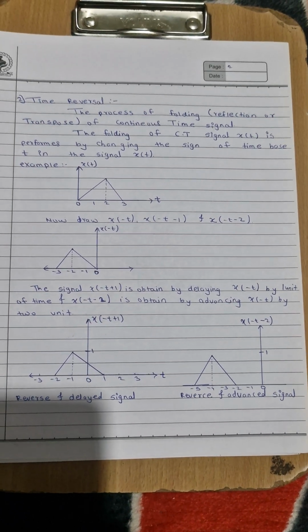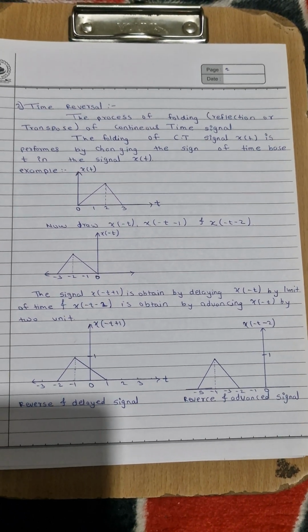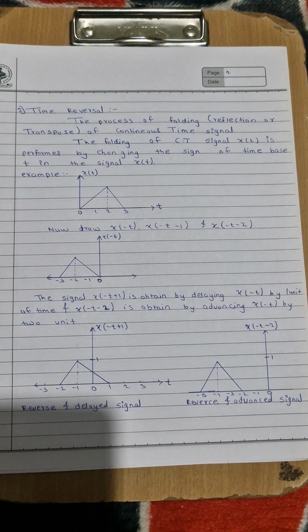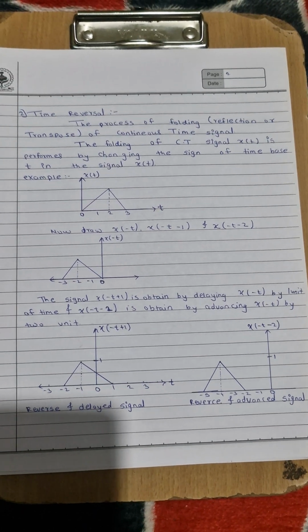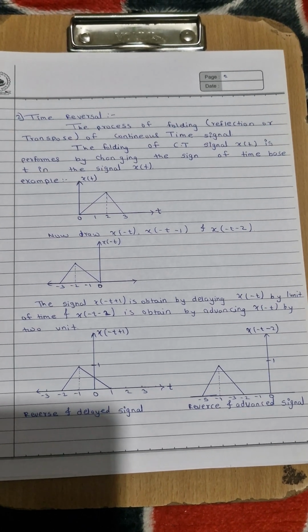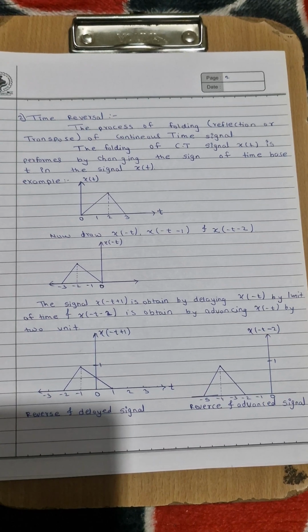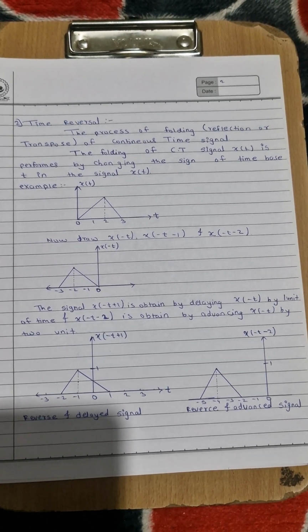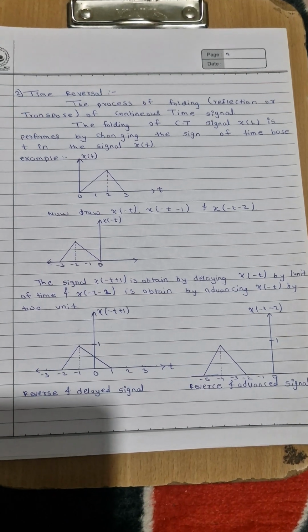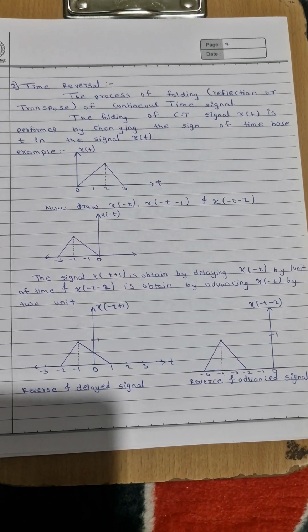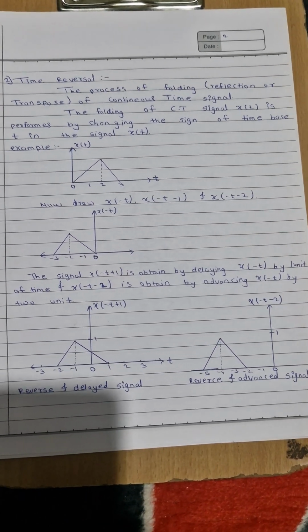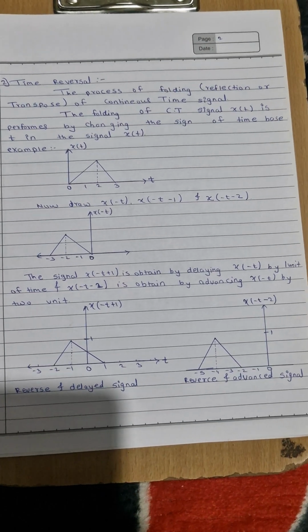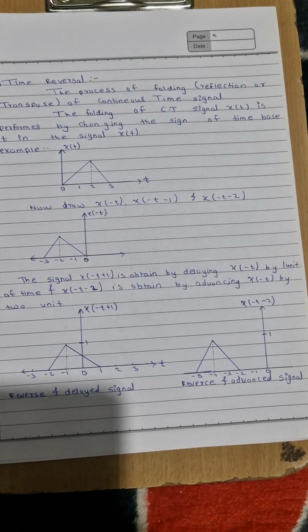Second one is time reversal. The process of folding, reflection or transpose of a continuous time signal. The folding of continuous time signal x(t) is performed by changing the sign of the time base t in the signal x(t). A time reversal of signal x(t) can be obtained by folding the signal about t equals 0. It is denoted by x(minus t).